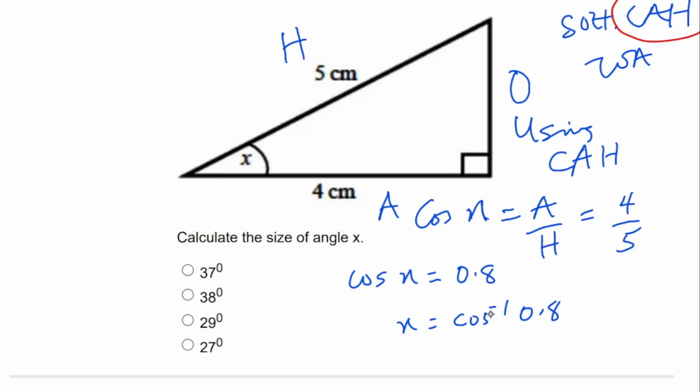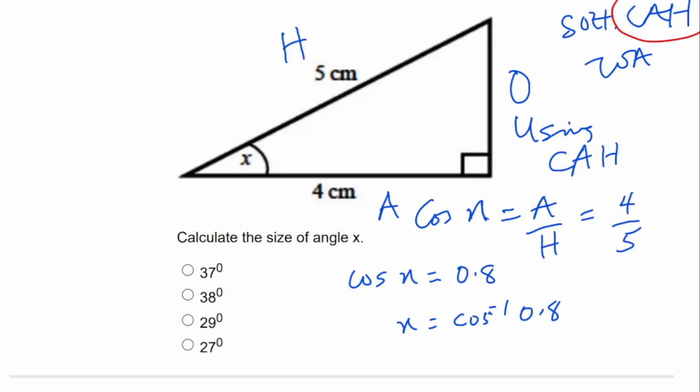To do that, you can use your four figure table, or you make use of your calculator, since you are allowed to use a calculator in this class. You go to second function, then you press cos, which gives you cos to the power minus 1. After that, you then put 0.8. That gives you the answer.